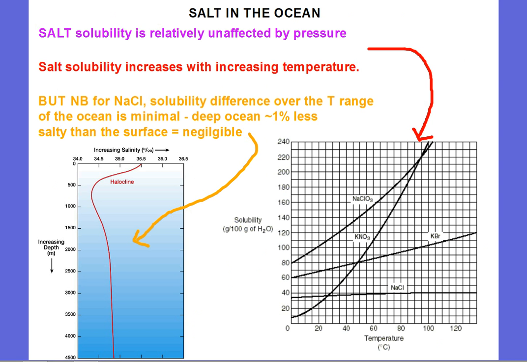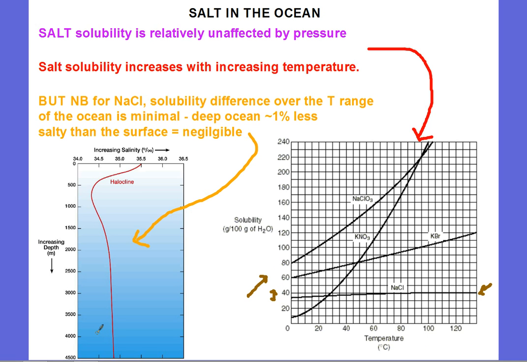The next thing we're looking at is salt in the ocean. Now, salt solubility is relatively unaffected by pressure, but salt solubility increases with increasing temperature. There's a graph here showing solubility of some salts as temperature increases. As you can see, all these salt solubilities increase with increasing temperature. But looking at sodium chloride, we can see that between 0 and 120 degrees, its solubility hardly changes at all. And that's why you get a profile like this for salt in the ocean.